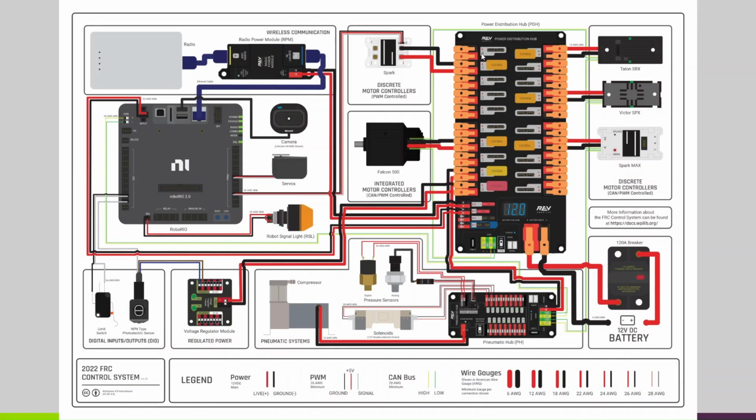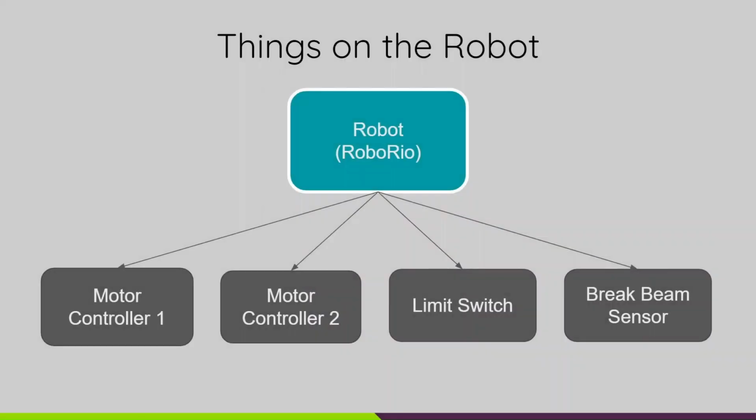Here's another diagram. Here's a PDH. And as you can see here, there's a lot of things that you have to control on a robot. So it's important to program it all well. Okay, so from all that electronic stuff on the robot, the only things that we care about are our motors and our sensors. And so basically, as programmers, it's our job to decide how we take all of the inputs and outputs that we can get from our robot to do what we want the robot to do.